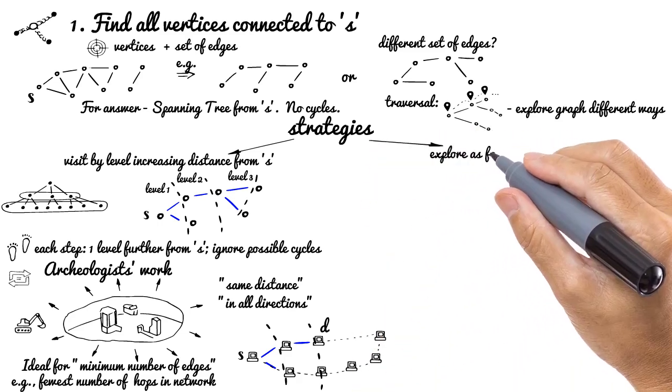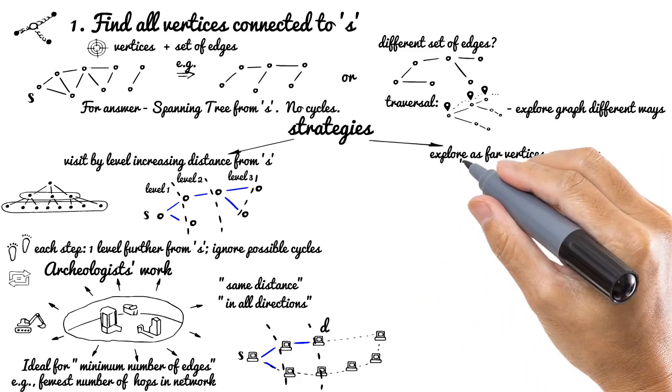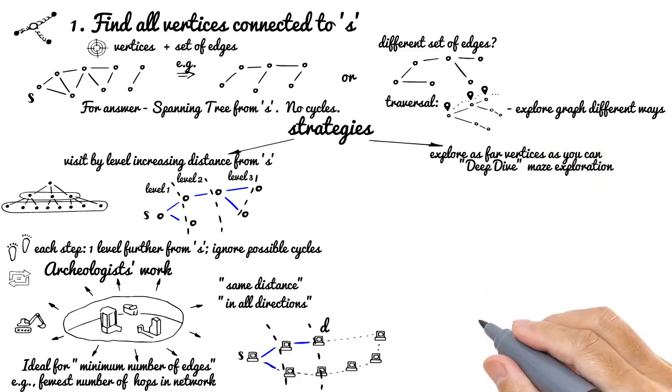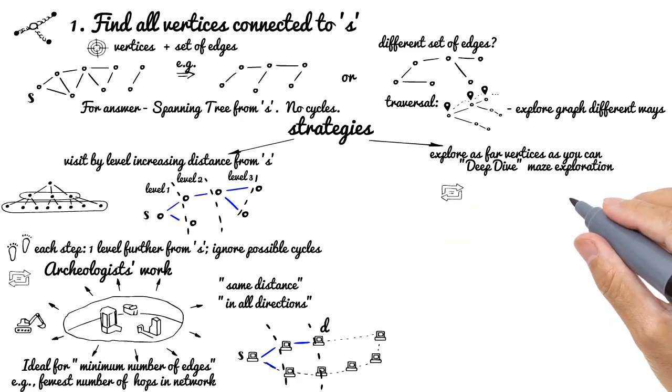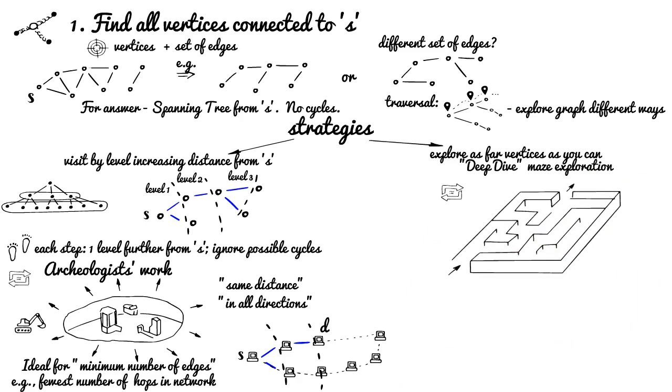An alternative strategy is to explore unvisited vertices as far as you can from vertex S. We can name it deep dive maze exploration. Mazes were discussed even in ancient literature. Even though you know that there is at least one entrance and one exit, it's so easy to get lost in a maze because of complicated routes with lots of dead ends. Usually the exit is not very close to the entrance.